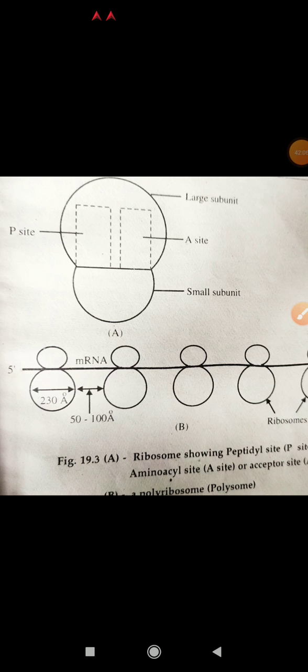So, translation is a complex process and it includes various steps. It begins with activation of amino acid, then transfer of activated amino acid to the tRNA molecule, initiation of polypeptide chain, then elongation of polypeptide chain, and lastly termination of polypeptide chain.